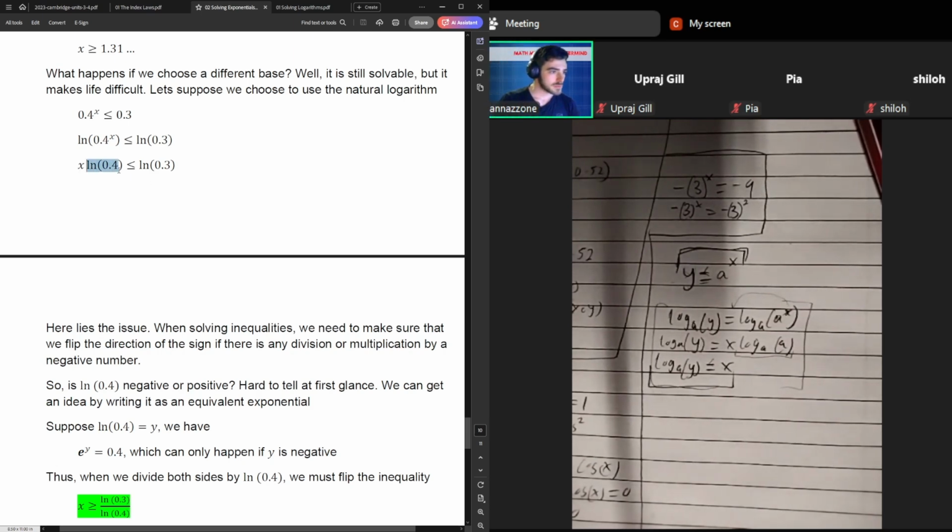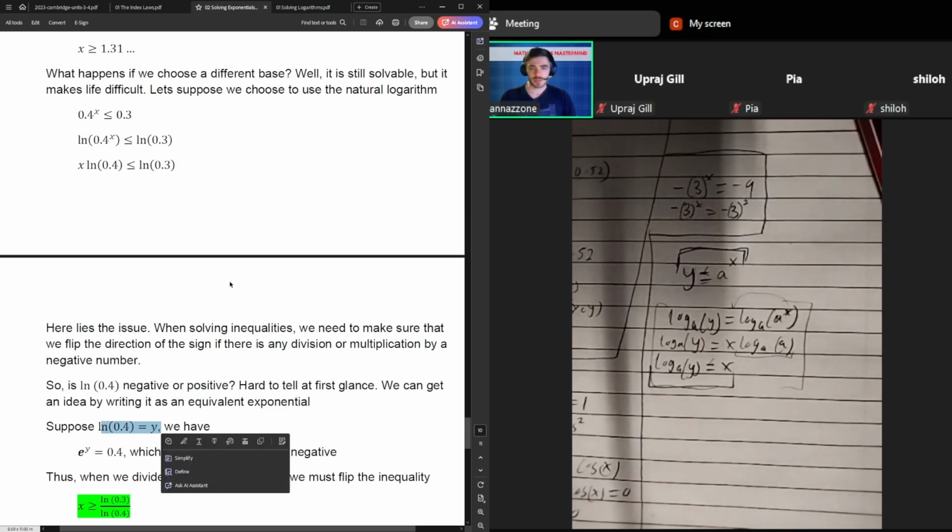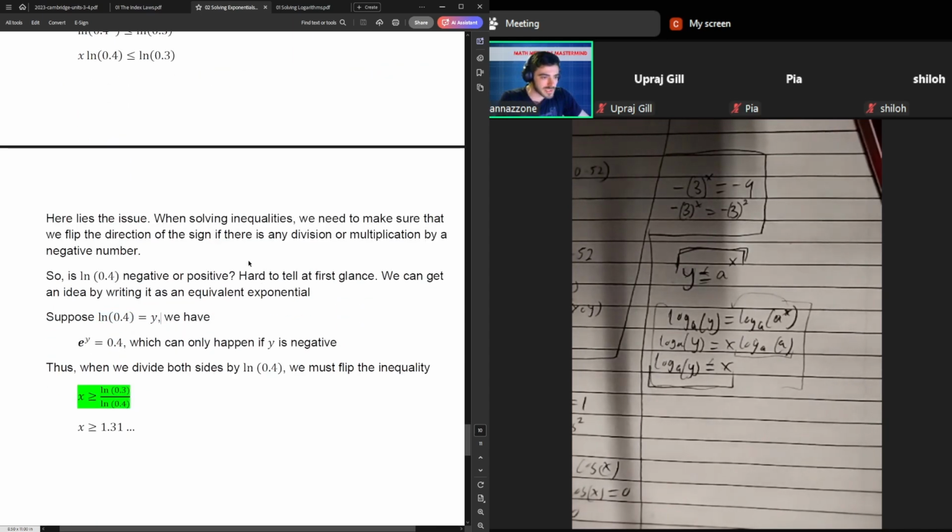Okay, so back to the problem statement, which was, is natural log of 0.4 a negative or a positive? Well, there is a way to find out, and that is to convert to an equivalent exponential. So you have your natural log of 0.4. That's the thing you care about. And so we're just going to slightly deviate from the initial question and go on our own little tangent to say, okay, I don't know what natural log of 0.4 is equal to. Let's say it's equal to something called y. What is that y value?